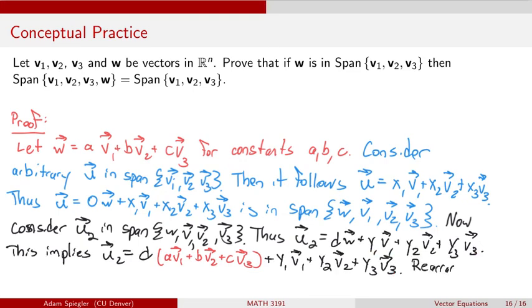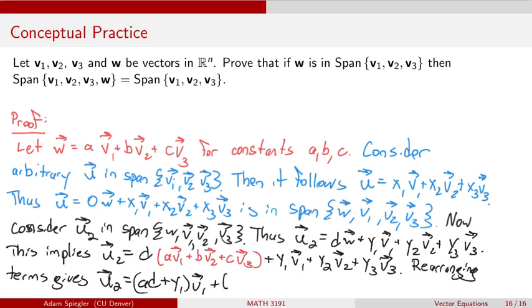And so now I'm going to rearrange my terms. I'm going to distribute the d through each of these and then group my v1 terms. So in other words, I can write this vector u2 as the scalar a d plus y1 times v1. So I'm going to group all those terms together, plus d times b plus y2 times the vector v2. And then finally, plus d times c plus the scalar y3 all times v3.